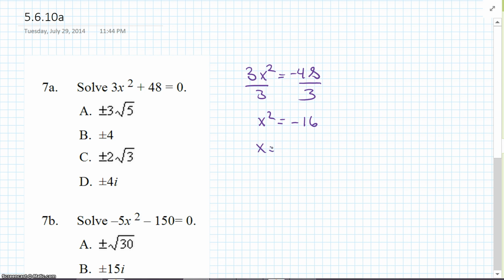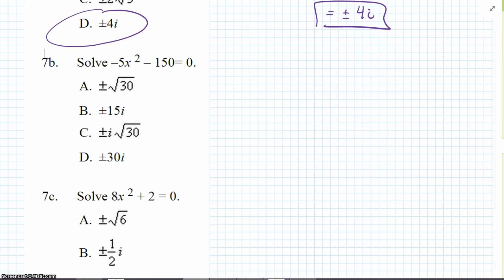Okay, so x is going to be plus or minus the square root of negative 16. So it's going to be plus or minus i square root of 16. Square root of 16 is 4, so it's going to be plus or minus 4i.